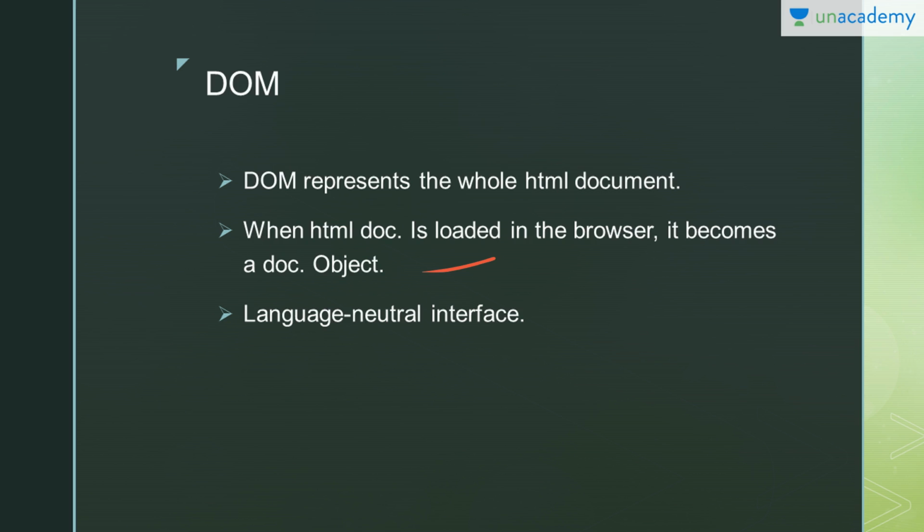Now, window.document: window is for the browser object model, right? So window.document is similar to document. It is a language neutral interface. According to W3C, DOM is a platform and language neutral interface that allows programs and scripts to dynamically access and update the content, structure and style of a document.